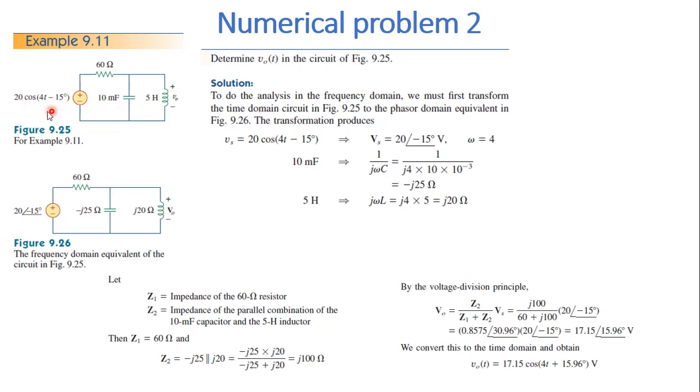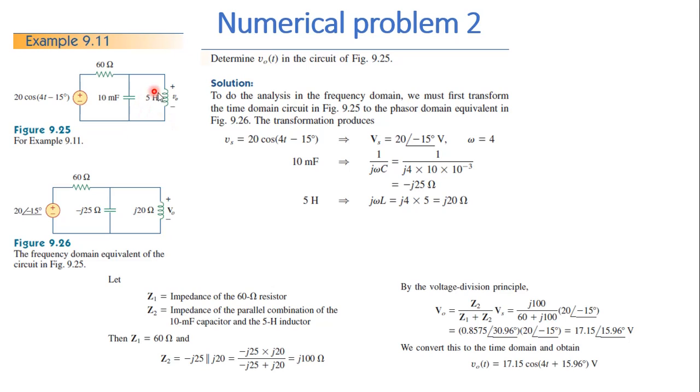So let us start from this voltage source. The voltage source v(t) is given as 20 cos(4t minus 15). So the phasor for this can be written as 20 angle minus 15. So this is the phasor, and the omega value is 4. Next, for the impedance of this 10 millifarad, it is a capacitor. So the impedance of a capacitor Z is equal to 1 by j omega C. Substitute the value of omega and C and find out the phasor equivalent for a capacitor.